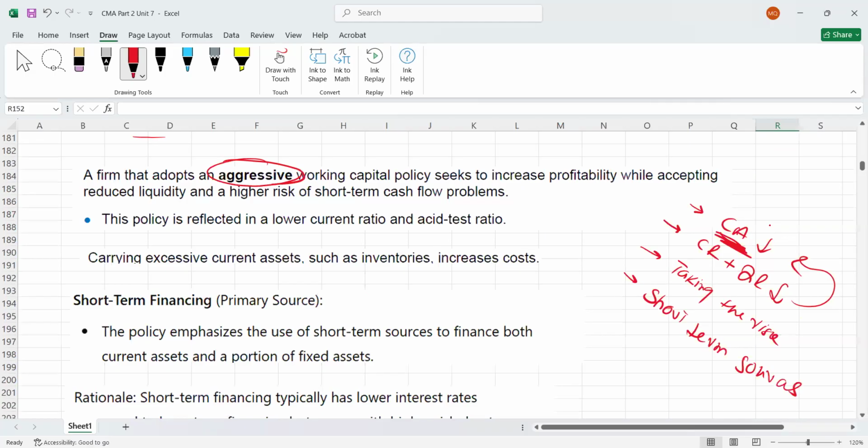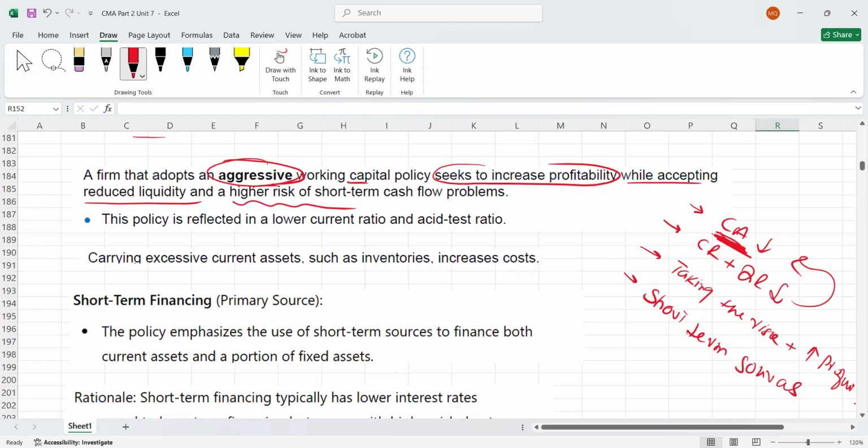Now let's have a look at what your book says. A firm that adopts an aggressive working capital policy seeks to increase profitability while accepting reduced liquidity. Here you can add that they are taking risk, and they are looking for high profit. And how can you get high profit? If you keep fewer current assets and invest this money into other investment options, you can get higher returns. That's why they are seeking to increase profit, accepting liquidity risk.